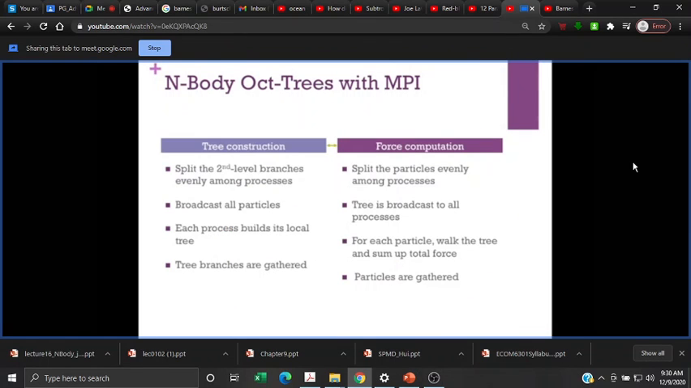But enough theory. How do we actually implement this in MPI? We do both the tree construction and force computation in parallel. For the tree construction, we have each process construct a local part of the tree, and then we gather the branches. For the force computation, each process walks the entire tree to compute the force on the particles that it has been assigned. Let's look at some results.